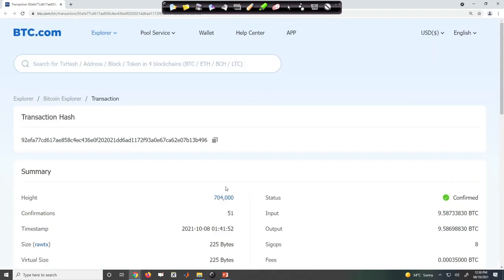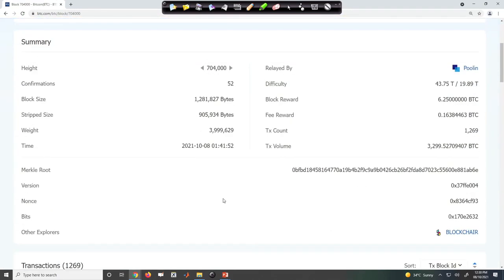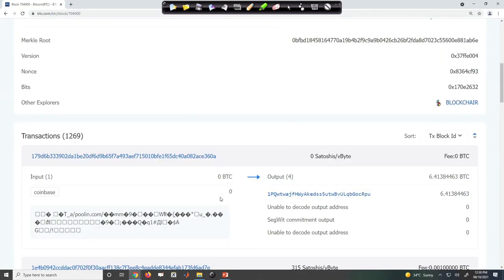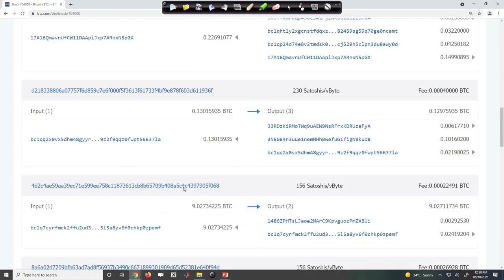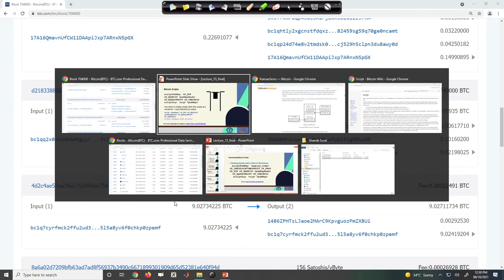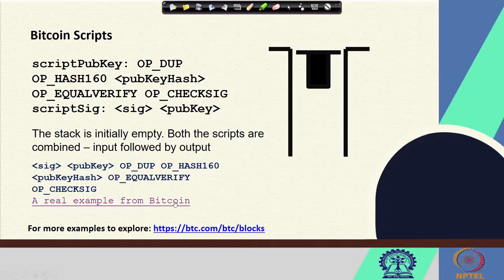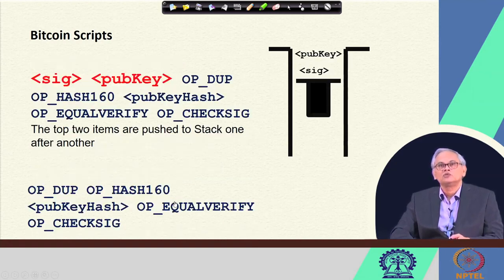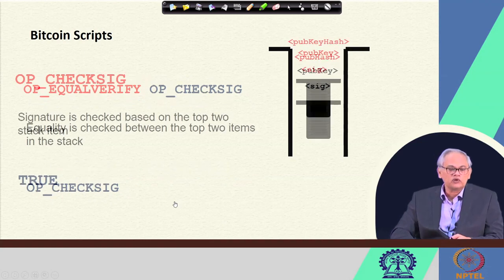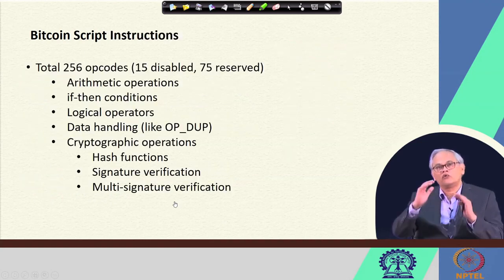So, if you go back to this particular block, of course, you will see that it has 1269 transactions, and there are so many transactions listed here. I took up one of them, and based on that we have got these types of scripts. And as mentioned, this is not the only type of script that is possible. There are several other types of scripts that are also possible, and you can see the different possibilities by going through the material, and you can also explore the other blocks on this particular site, which we have seen before.